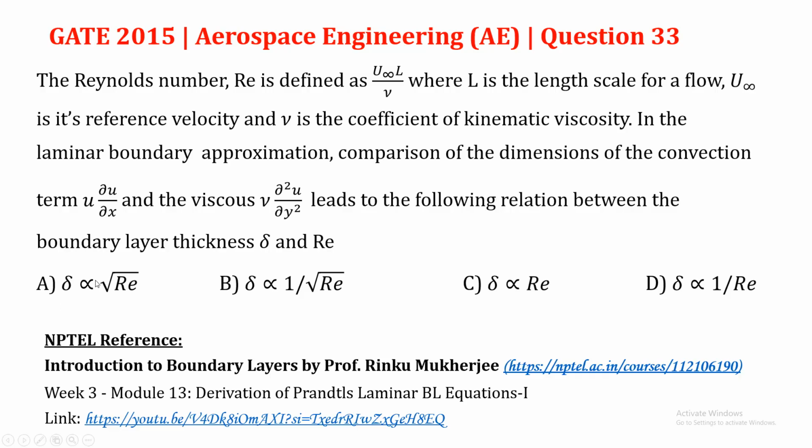The first one is delta is directly proportional to root of Reynolds number. The second option is delta is directly proportional to 1 by root of Reynolds number. The third option is delta is directly proportional to Reynolds number. And the fourth option is delta is directly proportional to 1 by Reynolds number.